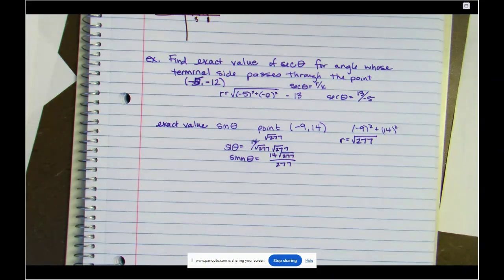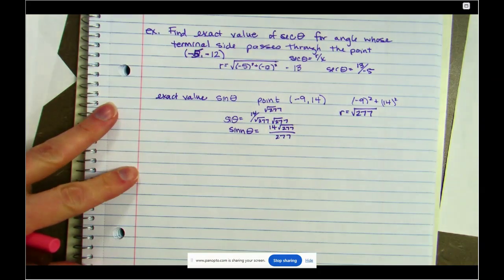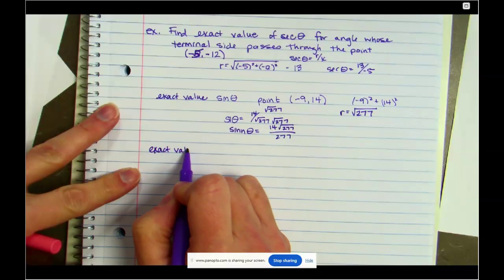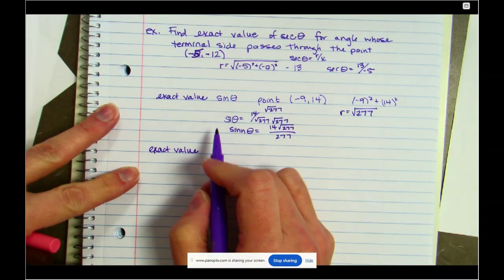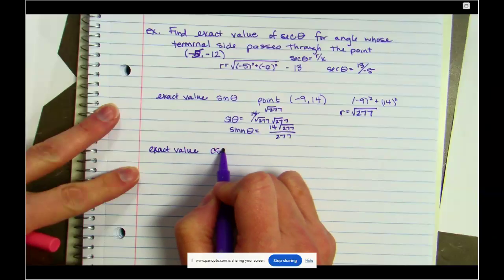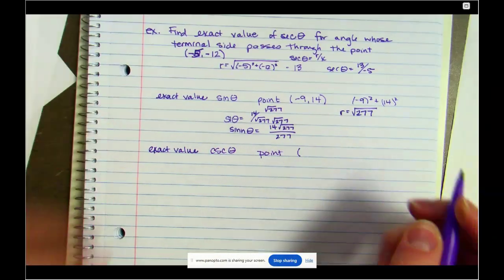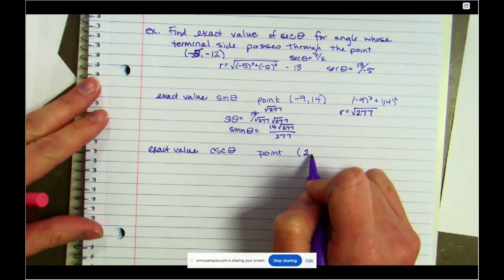Okay, let's do one more of those. We'll see if I can come up with one that works. Let's go cosecant theta through the point 2, negative 10.